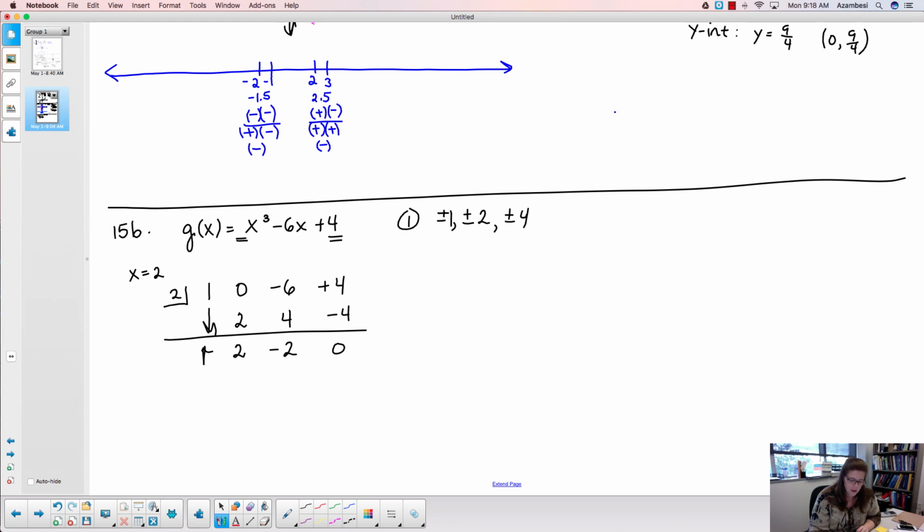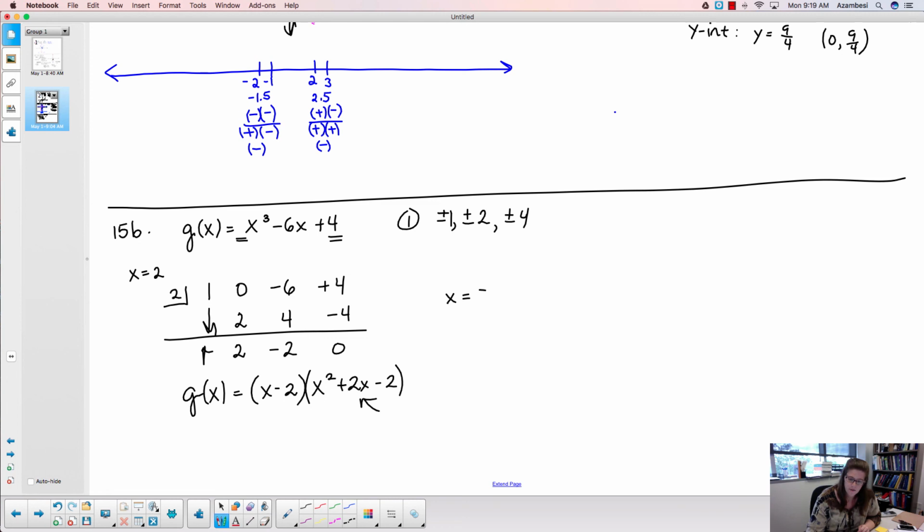So now what I'm left with is g of x is equal to x minus 2, from that x equals 2 being a factor, times x squared plus 2x minus 2. And then I have to take a look at this one. Now, it doesn't factor. So I have choices for negative 2 would be just 2 and 1, and none of those add up to positive 2. So I have to use the quadratic.